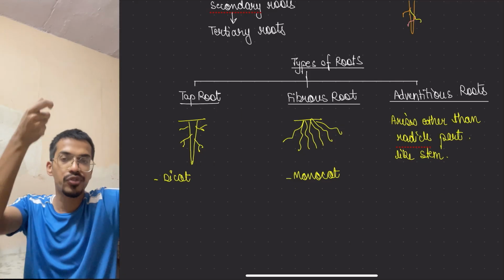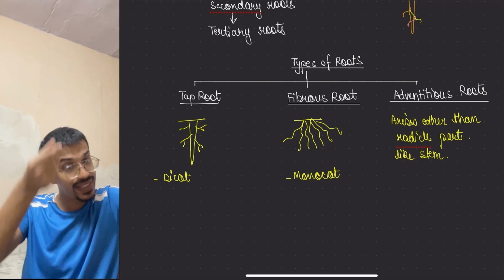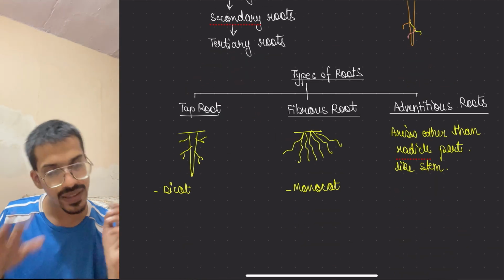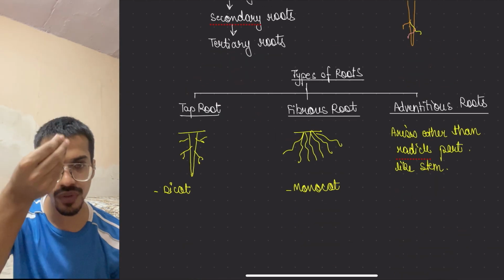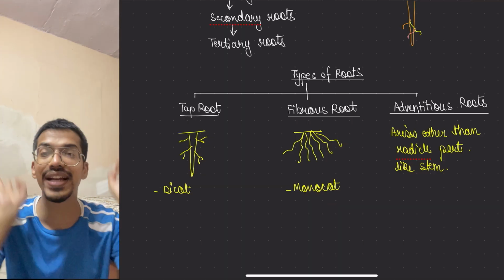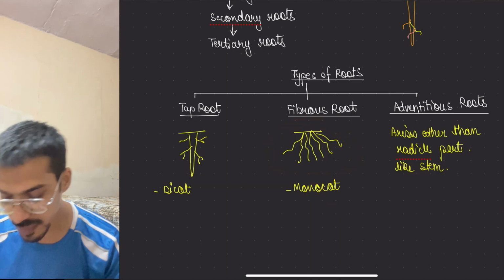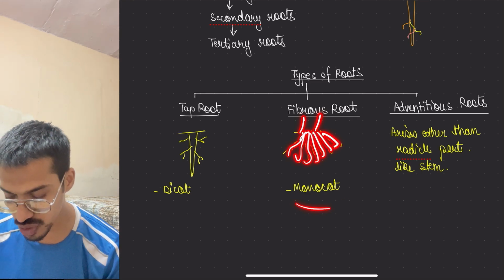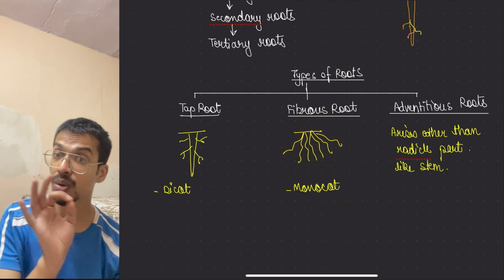Now ideally from the radicle, one taproot comes. I told you radicle will make a taproot. This also happens with the fibrous root. A taproot will form, but later on it gets divided into fine thread-like things. So from the stem part only, these fibrous roots are coming up, seen in the case of monocots.